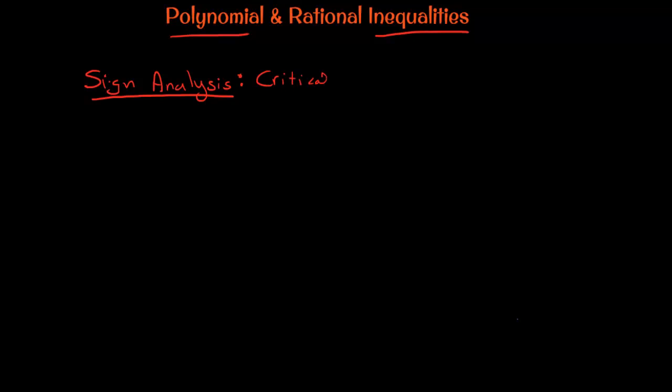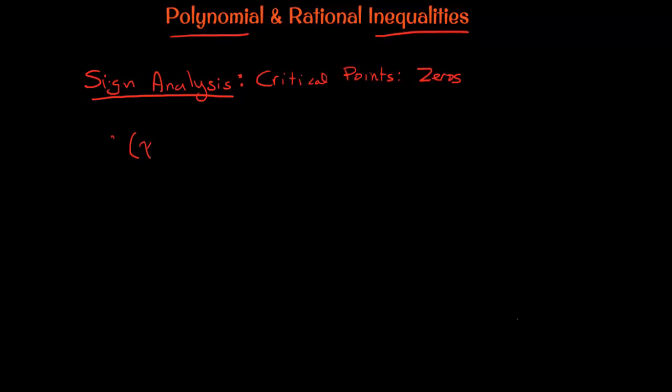Okay, in this video, we're going to show another example of solving a polynomial inequality using a sign analysis. And a sign analysis is a very powerful tool, as we've stated before. In order for us to perform this sign analysis, we have to identify our critical points, and for polynomials those are the zeros, or the x-intercepts, of the polynomial. So let's go ahead and look at an example.